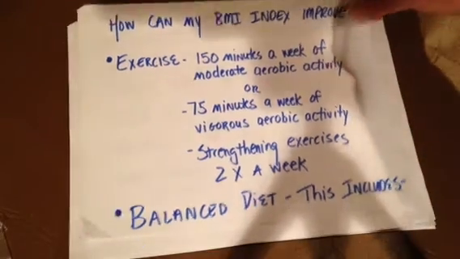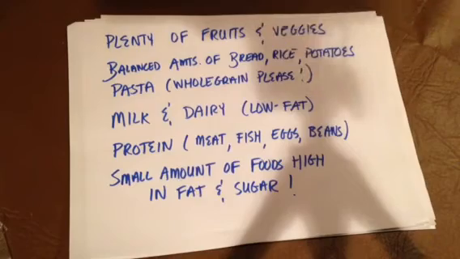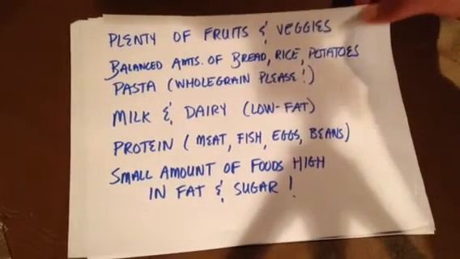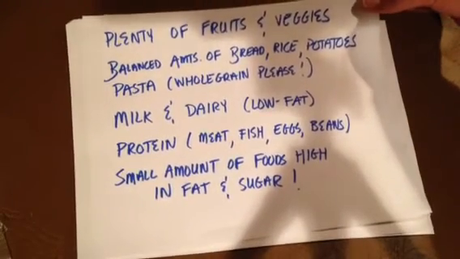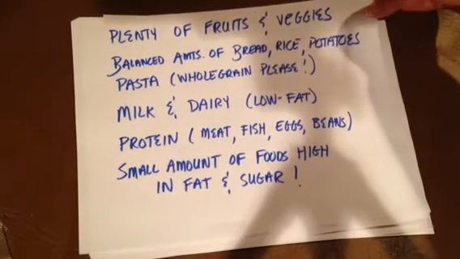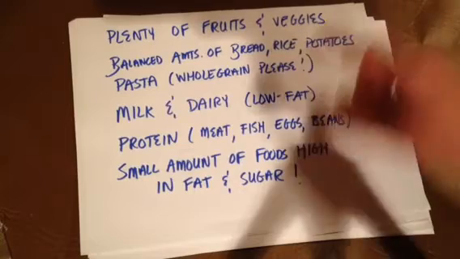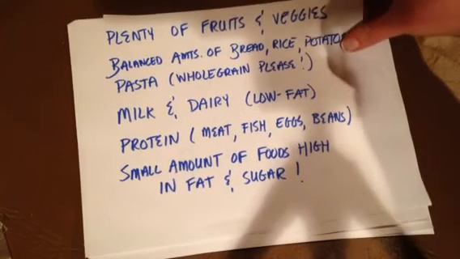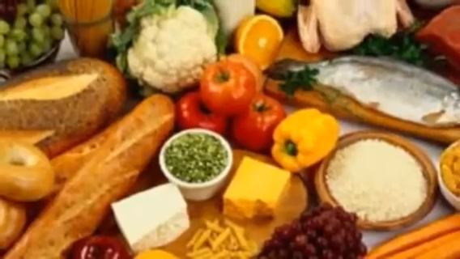With a balanced diet, which includes plenty of fruits and vegetables, balanced amounts of bread, rice, potatoes, pasta, whole grain please, milk and dairy, low fat please, protein including meat, fish, eggs, beans, and a very small amount of foods high in fat and sugar.